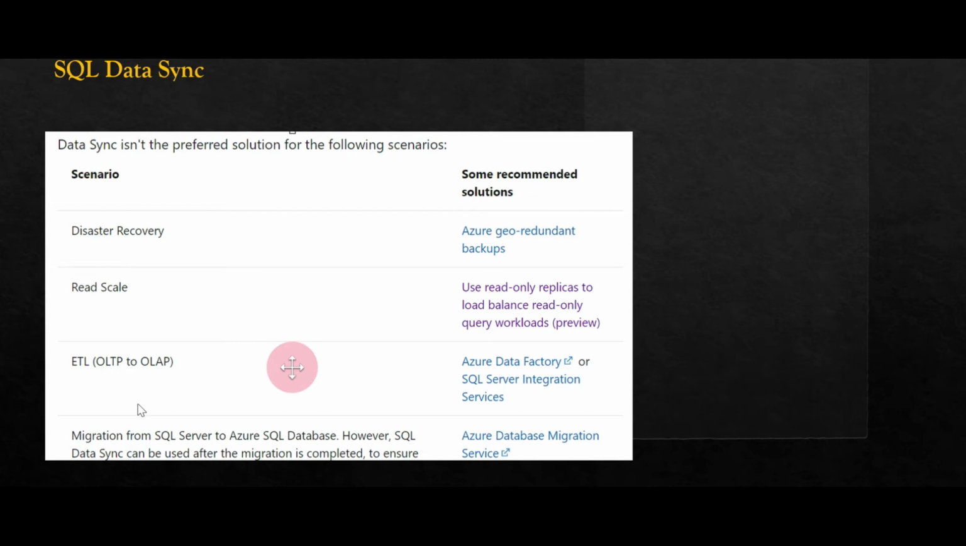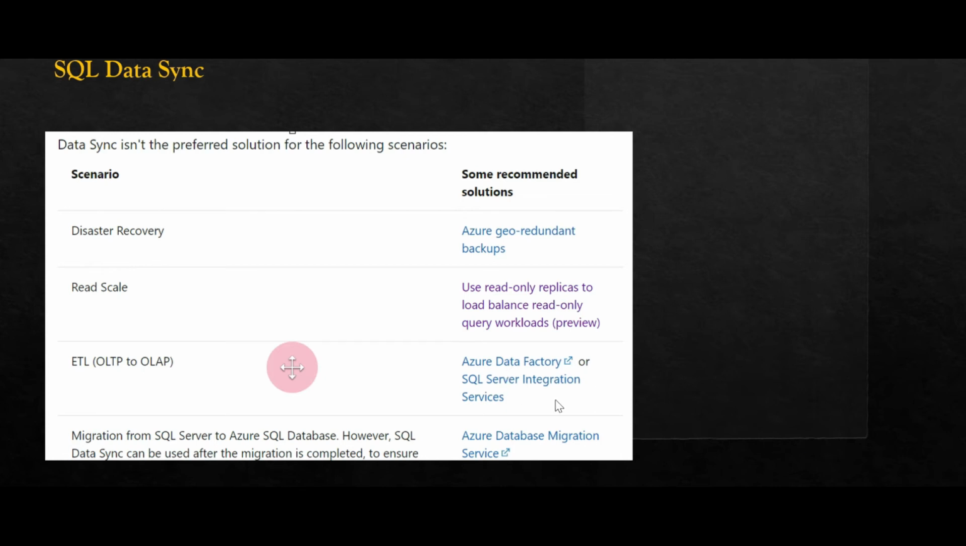And third is for ETL, any kind of data movement where you are transforming and moving data from one system to another. We should use Data Factory, or SQL Server Integration Services. This is the built-in Microsoft ETL for on-premises that we used to use. In the cloud world, we can use Azure Data Factory.